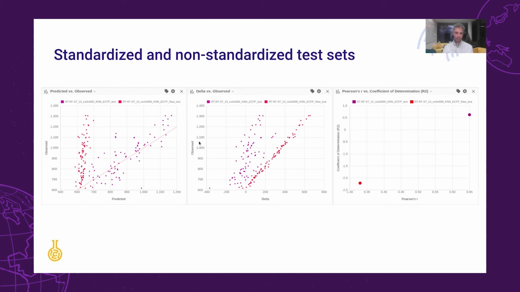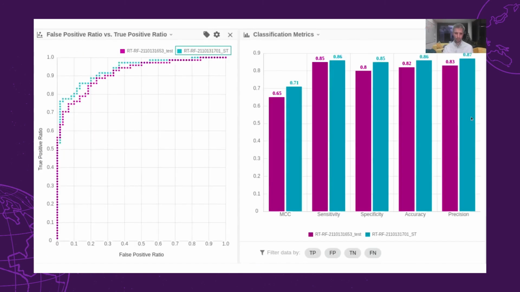The delta versus the observed values shows that the purple is scattered around 0, while the red has a correlation with the observed values. No high values were predicted in this set. And the Pearson and the R square values show a clear separation, where the standardized set had much higher accuracy.